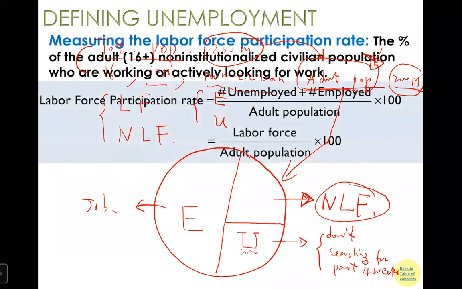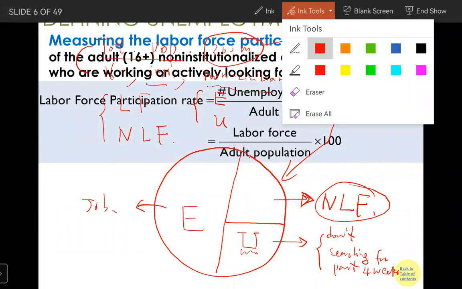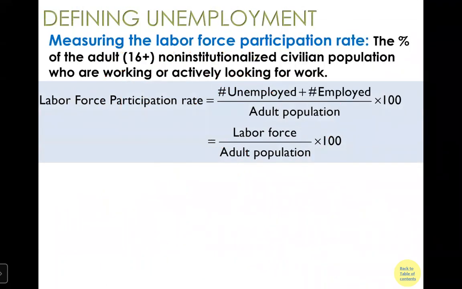Now we can look at this definition in the formula. The labor force participation rate is the fraction of the adult population who are in the labor force. Who is considered in the labor force? Unemployed or employed. That gives you the labor force. And here, the labor force participation rate also gives you the definition of the adult population.